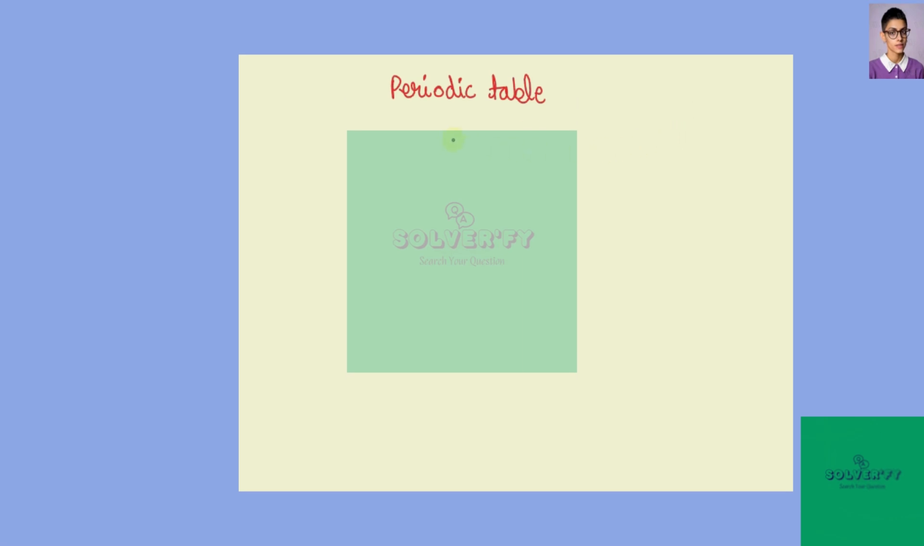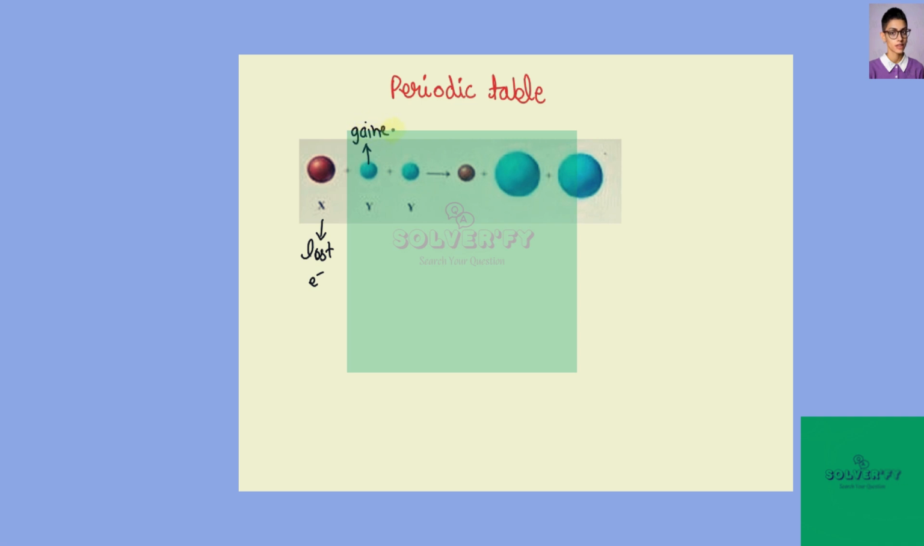Hello students, in this question we have to answer some questions on the basis of the periodic table. We have been given this reaction. Now in this reaction we can see that the size of X has been decreased. So X must have lost electrons. Now the size of the Y reagent has been increased. So Y must have gained the electrons. So for the first part of the question we have to tell which one has higher electronegativity.